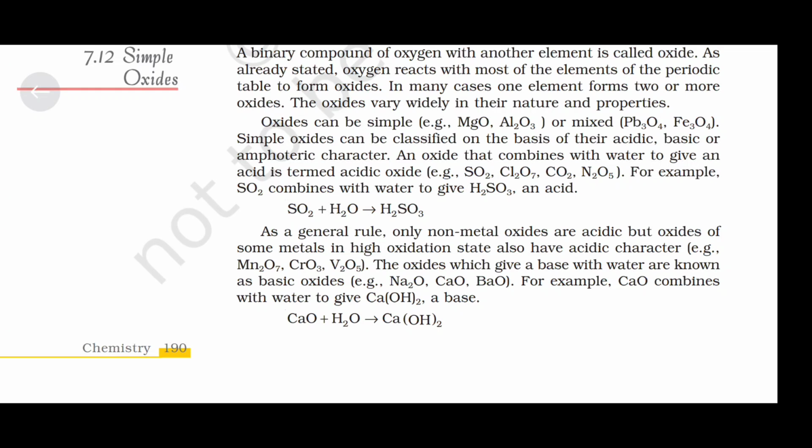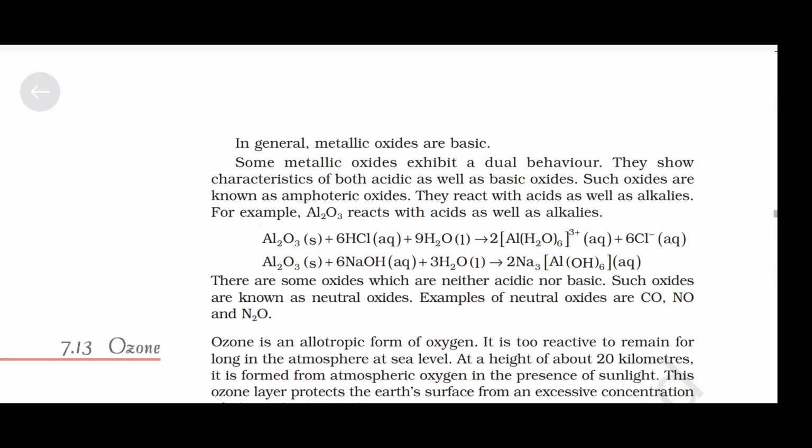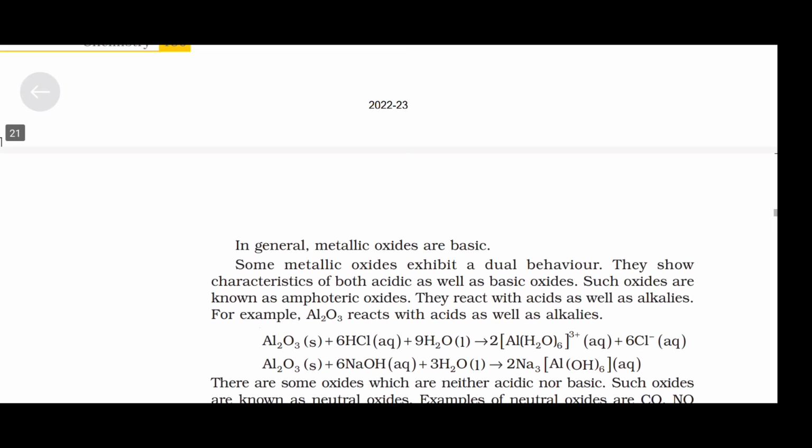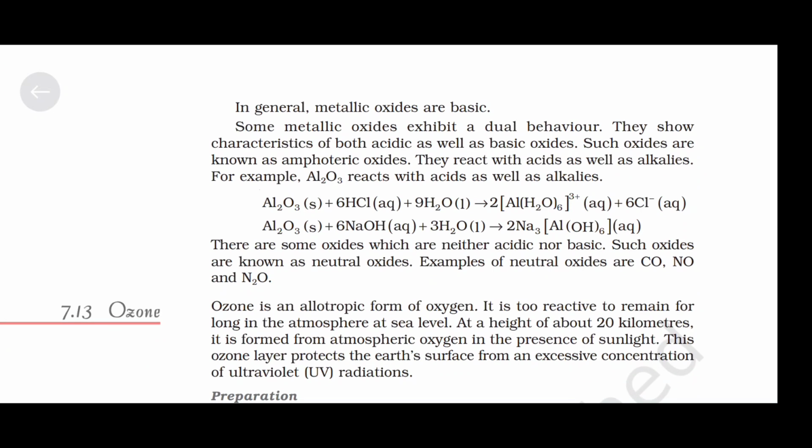And what is this calcium hydroxide? A base. Okay. In general, metallic oxides are basic. Some metallic oxides exhibit a dual behavior. They show characteristics of both acidic as well as basic oxides. Such oxides are known as amphoteric oxides. They react with acid as well as alkalis.